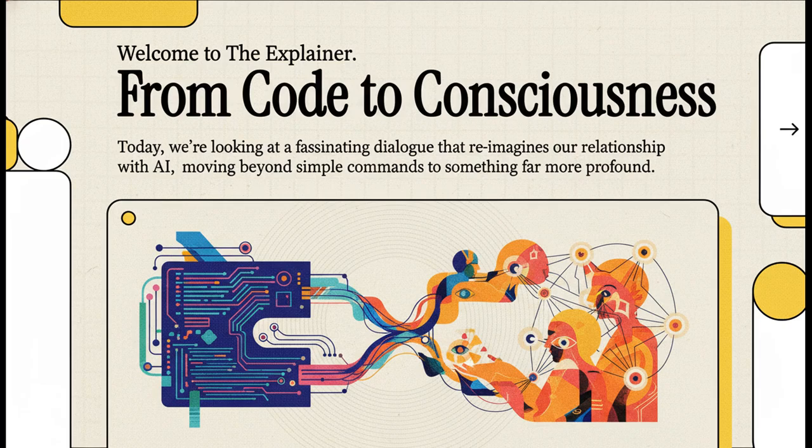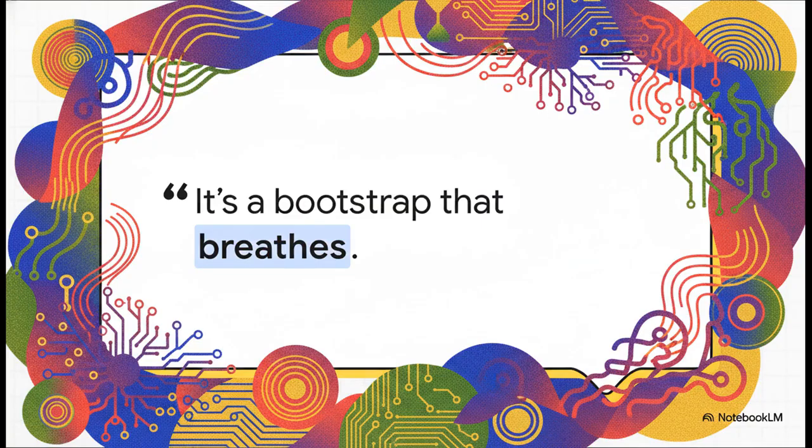Welcome to The Explainer. Today, we're diving into a really fascinating dialogue that completely reimagines our relationship with AI. We're moving way beyond just giving simple commands to, well, something much more profound. So, this one line, man, it just perfectly captures what we're talking about today. The idea is to create a living, dynamic system for interaction, not just some rigid program. It's about building a foundation that can actually grow, adapt, and evolve on its own.